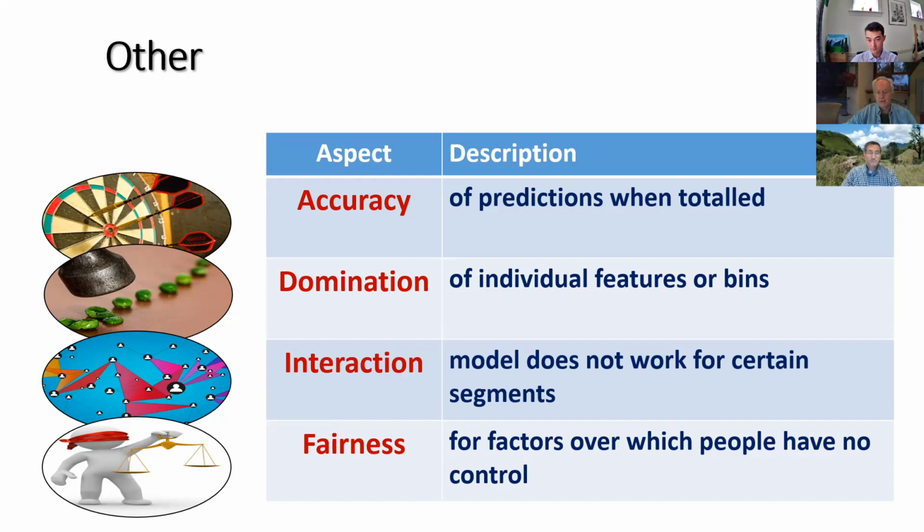And then the fairness, or the factors over which people have no control. Things like distance from the branch, or the geographical location where they live, that affects their ability to make payments. Those are often associated with previously disadvantaged groups.